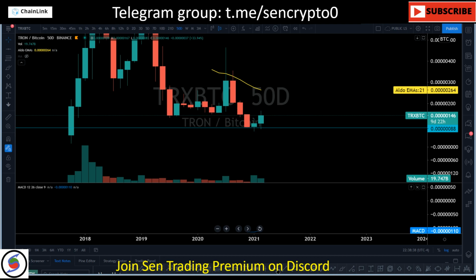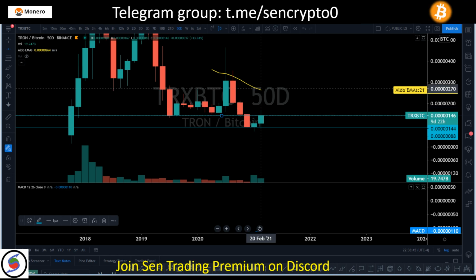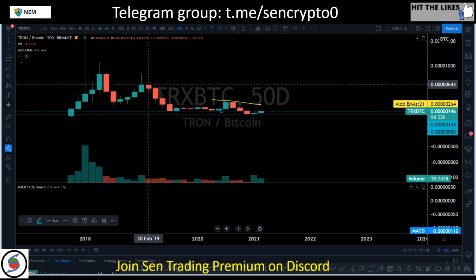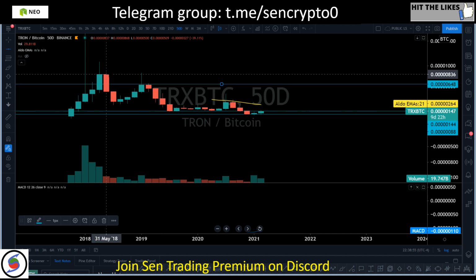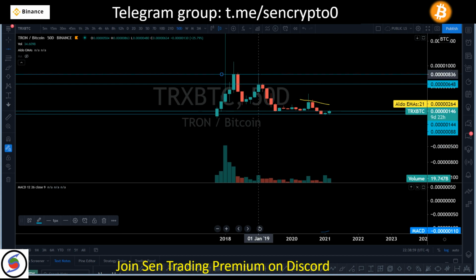But as soon as we break this key level of about 120 to 150, the next level to look for, guys, once again, is going to be up to 600 sats. On the 50-day cycle, resistances are pretty clear right here. You can see nearly 650, and after that nearly 850. Remember, 850 was the resistance back in January of 2019.